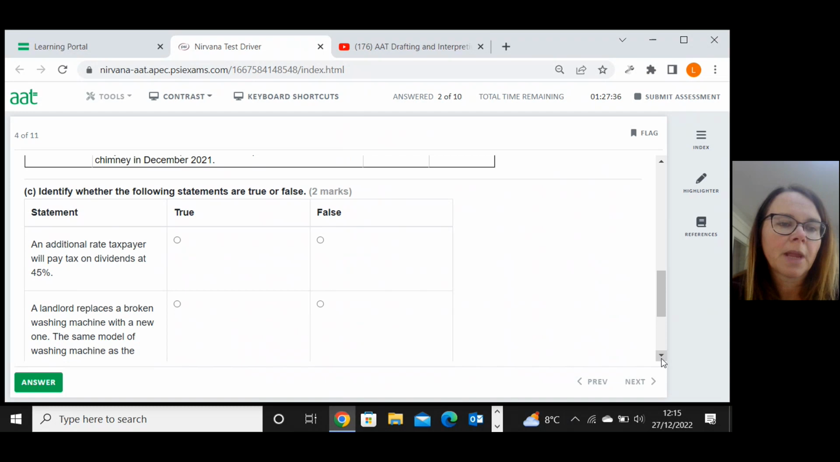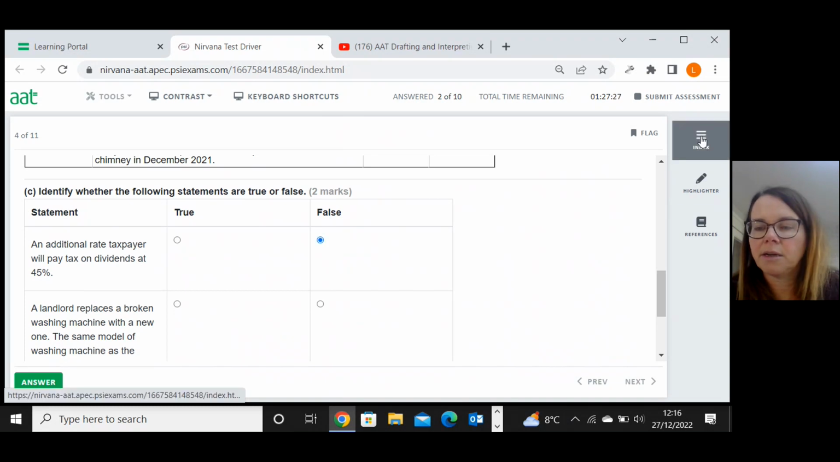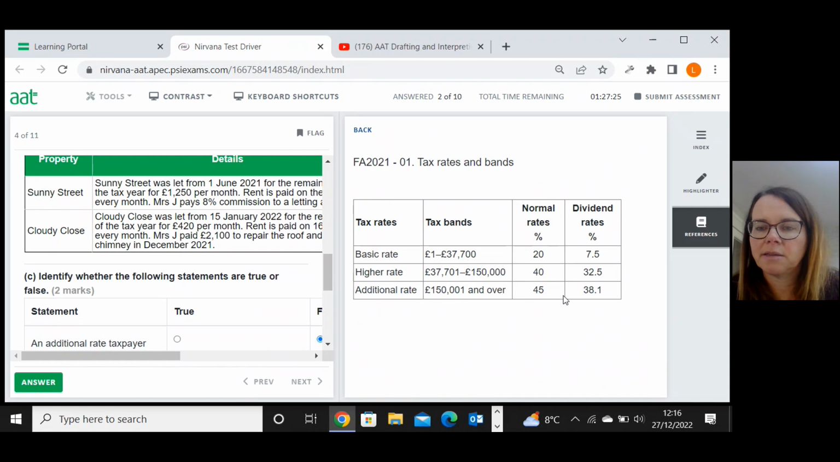True or false? An additional rate taxpayer will pay tax on dividends at 45%. No. We know tax on dividends is 38.1%. It tells you there.